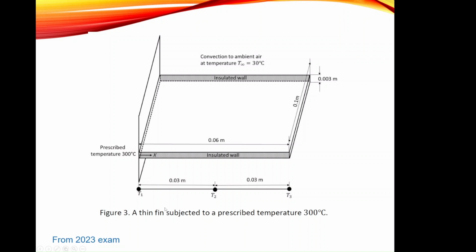So according to the figure, in Design Modeler, we are going to create the bottom surface, which is 0.06 meters long and 0.1 meters deep, and then extrude to a solid, which is 0.003 meters thick.